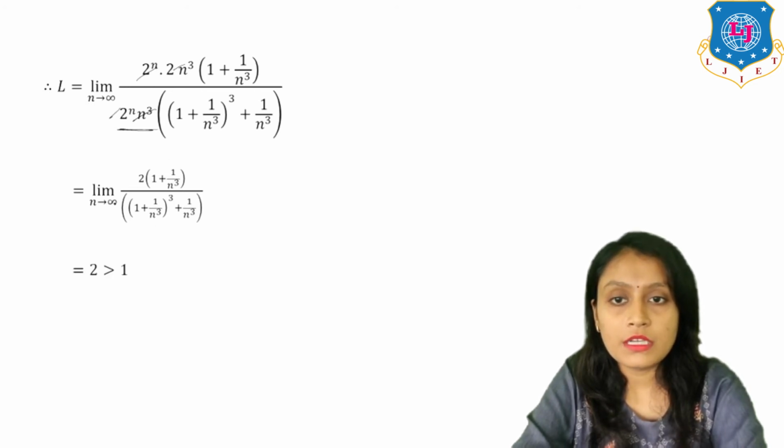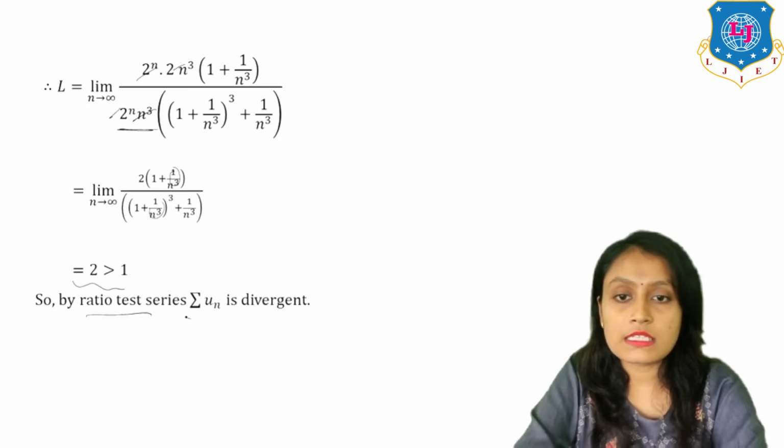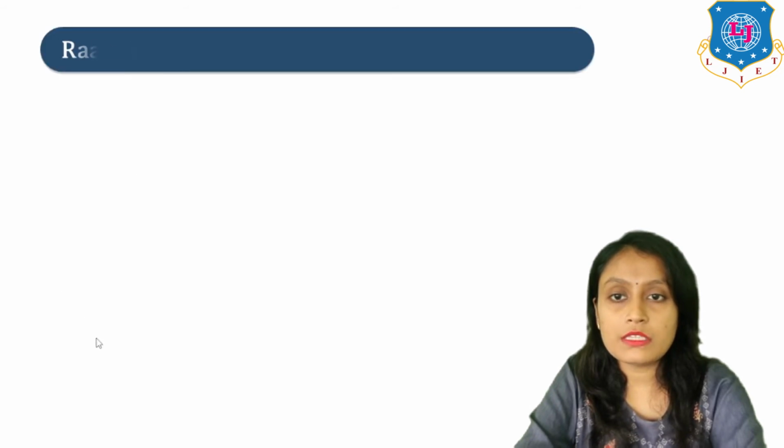Now apply the limit. All the terms go to 0, so what remains is 2, which is greater than 1. So by the ratio test we can say that the series un is divergent. Now the next one is Raabe's test.